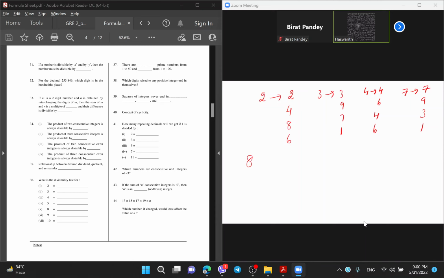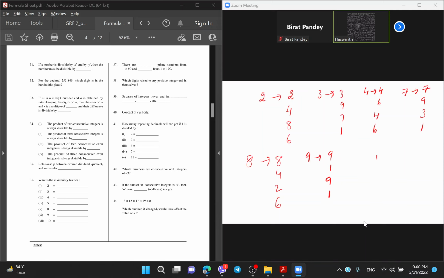Similarly, for 8 the power cycle is 8, 4, 2, 6. 8 when raised to any positive integer will end in either 8 or 4 or 2 or 6. Similarly, for 9 the power cycle is 9, 1. But like I said, as we are looking in a set of 4, let's say 9, 1, 9, 1. These are the power cycles of these numbers, using which you will find out what will be the units digit when different numbers are raised to some positive integers.